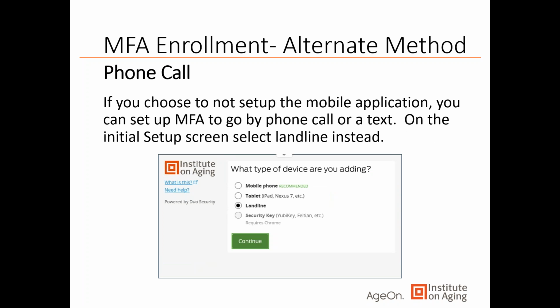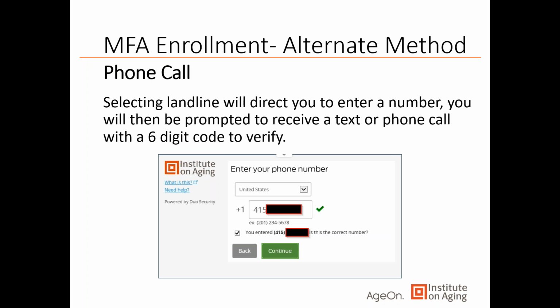So I was just going to show them the phone call option. So say you can't install a mobile application. When you are adding your original setup, you would just pick landline. And again, landline is any type of phone call. So even if you're using a cell phone, you will pick landline. And all it does is it asks you for a phone number, and then they call that phone number, or you can choose to text that phone number with the 6-digit code.